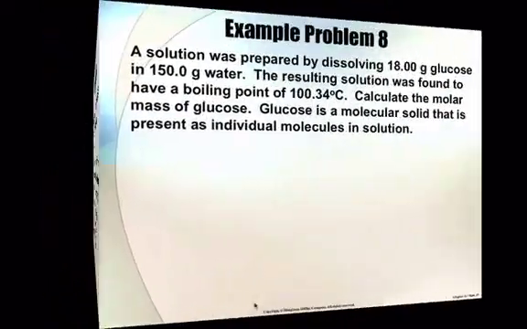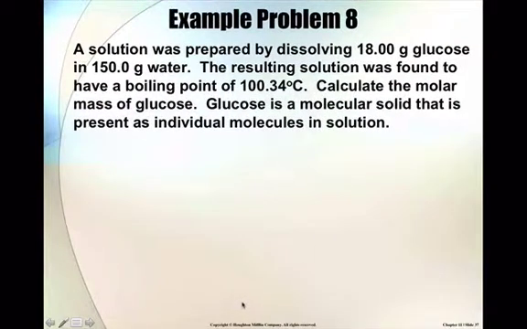Let's see if we can do a problem here. A solution was prepared by dissolving 18 grams of glucose in 150 grams of water. The resulting solution was found to have a boiling point of 100.34 degrees Celsius. Calculate the molar mass of glucose. Glucose is a molecular solid that is present as individual molecules in solution. The reason they told us this last part is so that we know glucose is not ionic, so it's not going to split into more than one particle. It's just going to stay as one particle. That way we don't have to worry about ionic compounds.